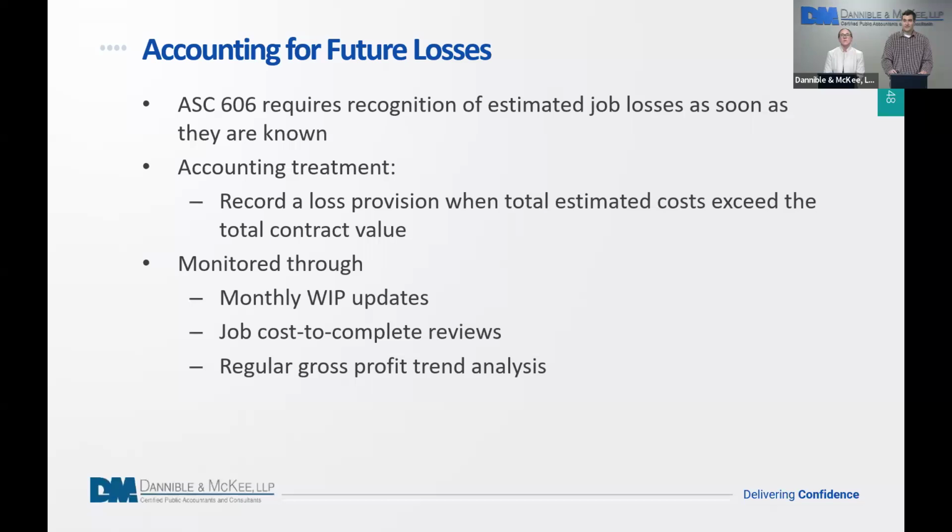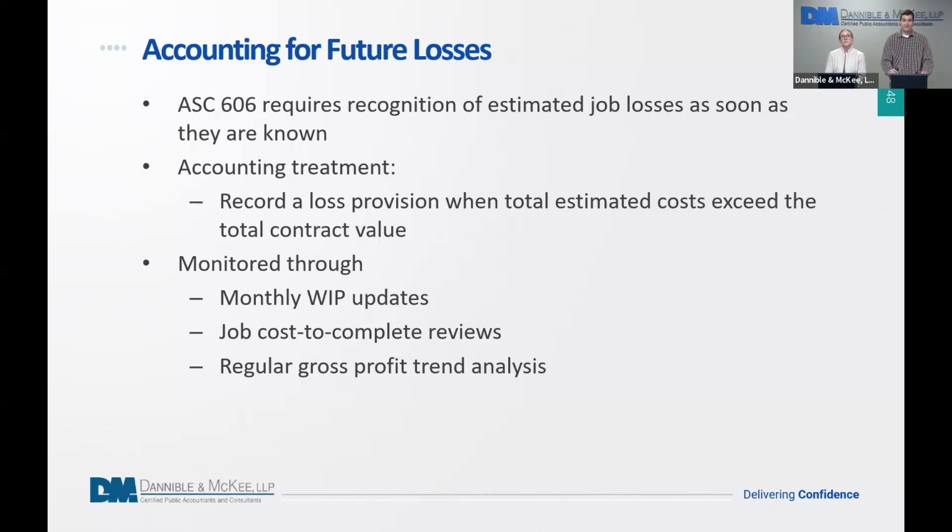Under ASC 606, you are supposed to account for future losses immediately as they are known. As soon as there is a loss in your estimated gross profit for the job, you should record a loss provision, and that should be reflected on your financial statements.